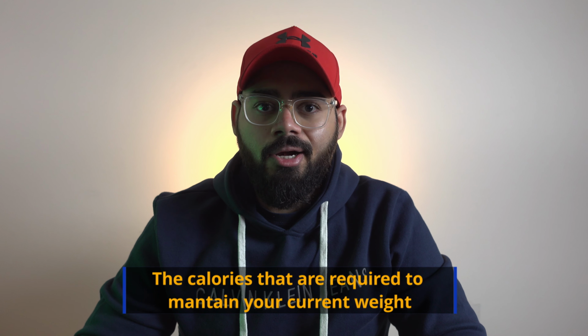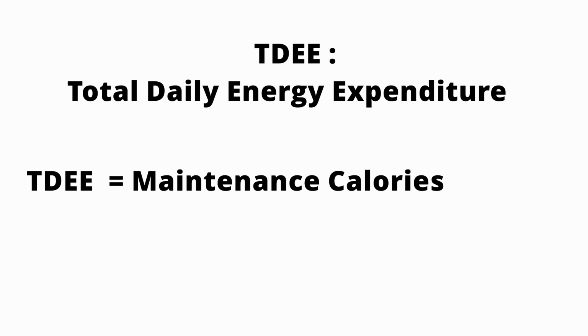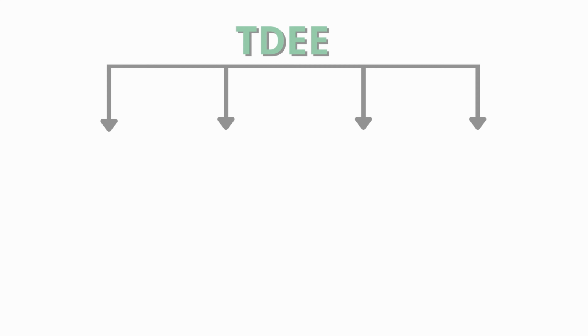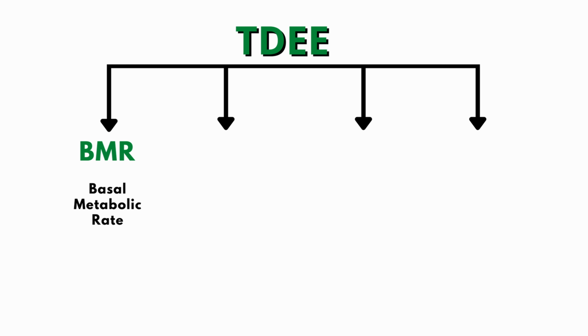Maintenance calories are the amount of calories that you need to eat in a day in order to maintain your current weight. The next concept is total daily energy expenditure, often called maintenance calories. This consists of four different things. First is your BMR, often known as basal metabolic rate. It is the amount of calories that your body requires just to survive.